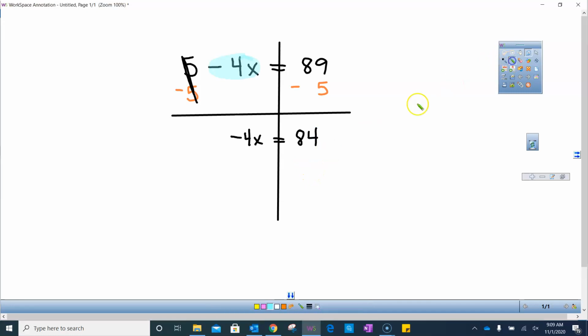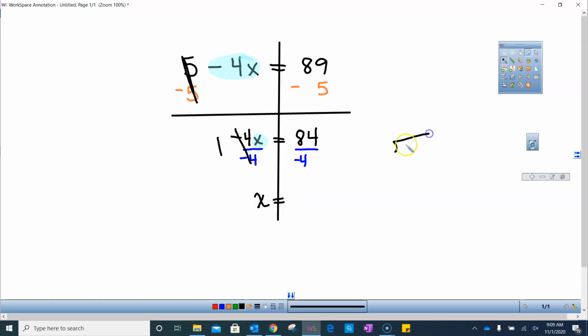So now I'm going to highlight my x so I can see what to get rid of next, and it would be the negative 4. So I'm going to get rid of my negative 4 by dividing by negative 4 on both sides of the equal sign. I want to divide by a negative to get rid of this negative. Negative divided by a negative is a positive. I want x to be positive there. So negative divided by a negative, and 4 divided by 4 is 1. So these cancel and you get 1x, which is just x.